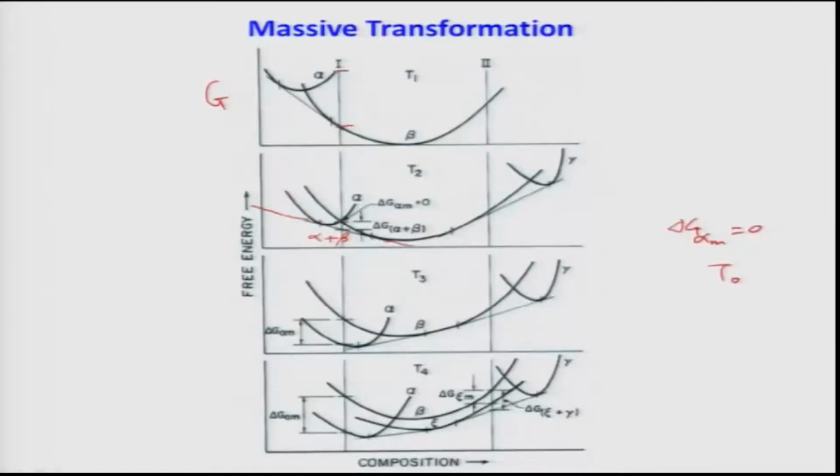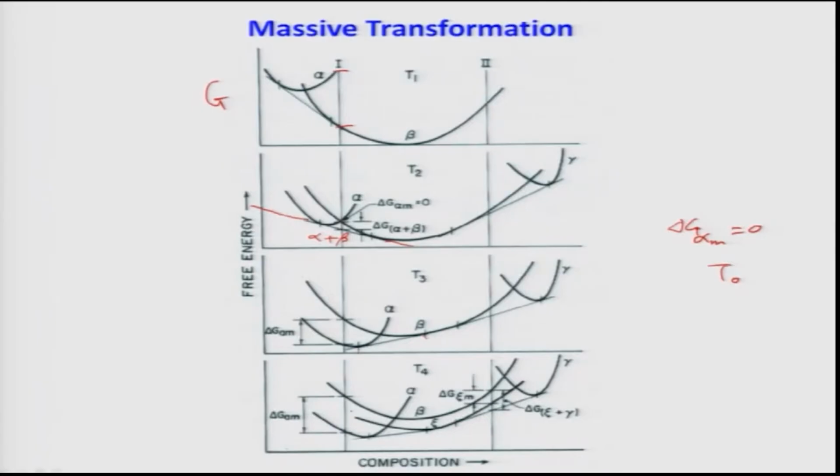So this is what is clear, but at T2 the two phases, alpha plus beta, will coexist at the composition given by this line. Now as you go down in temperature to T3, what happens? As you look at T3, the common tangent between alpha and beta is drawn again here, and this will tell you the composition of alpha and the composition of beta. That is what it tells from the free energy composition diagram.